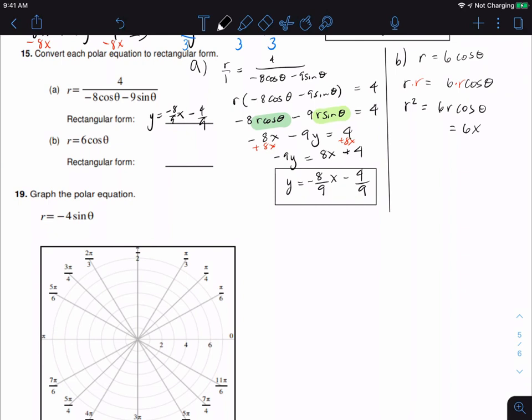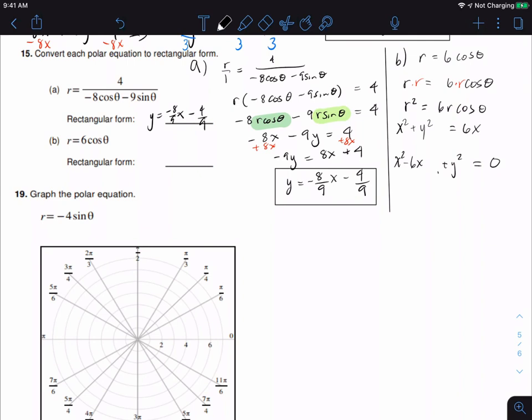Don't we know that it is x squared plus y squared, right? So then what I'm going to do is bring the 6x over to the one side. So I'm going to get this. And now that side's equal to 0.